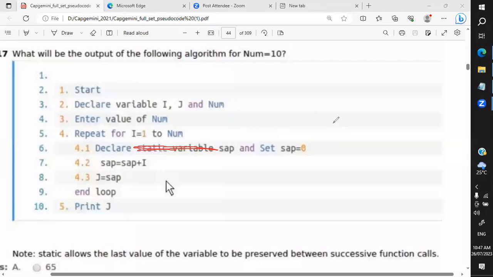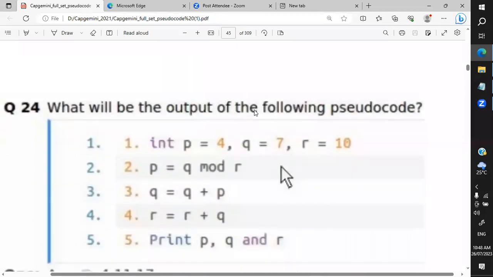Understood? Clear? Yeah. Just because of static variable, answer is 55. If it was not static, if it was normal sap, set sap equal to 0, last updated value was 10, that only will be the answer. I'll agree with you in that case. Okay, both ways you should know the answer. I hope you understood the difference. Going for the next one. If still anyone has any doubt, please let me know. Going for the next one as of now, considering no doubts.